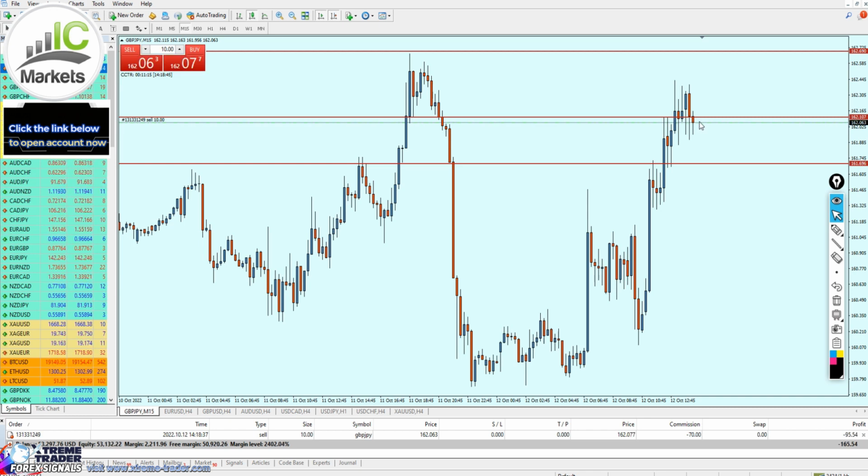So again, since we are aiming at this nearest support level right here, my friends, the take profit level has to be placed exactly right here at the nearest support to our entry. Now for the stop loss, just make it exactly the same.